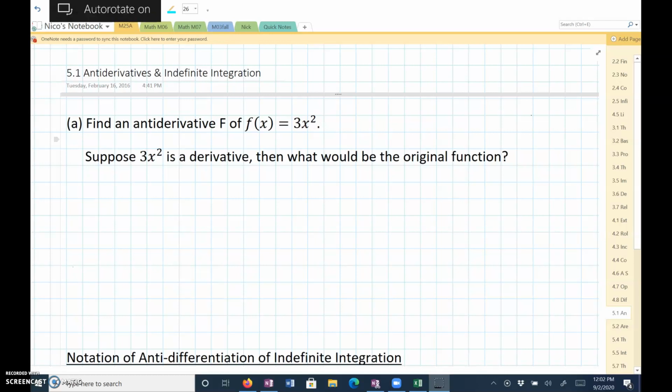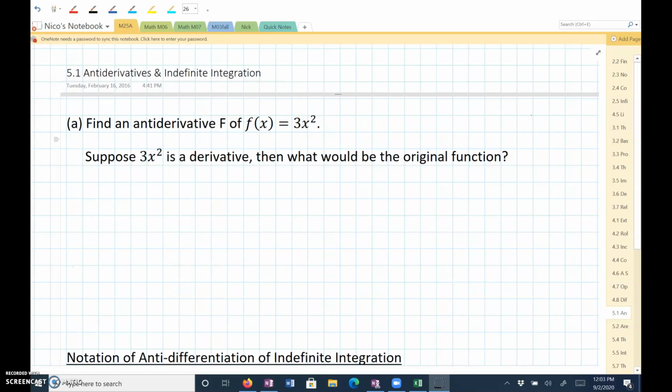5.1 Antiderivatives and Indefinite Integration. So this whole chapter, antiderivatives, we're basically undoing a derivative. It's the inverse of a derivative. So part A here, let's look at this example.